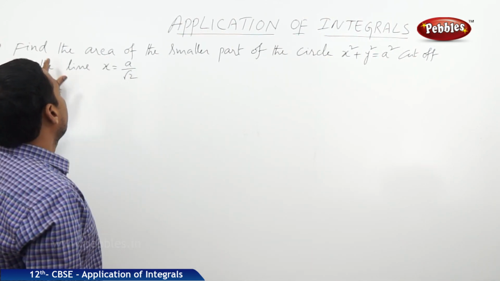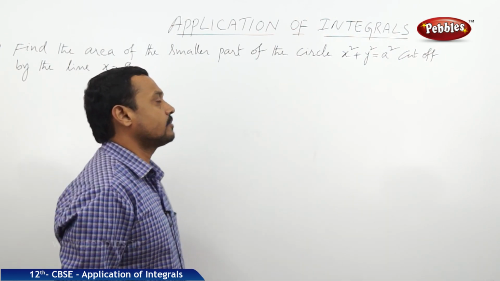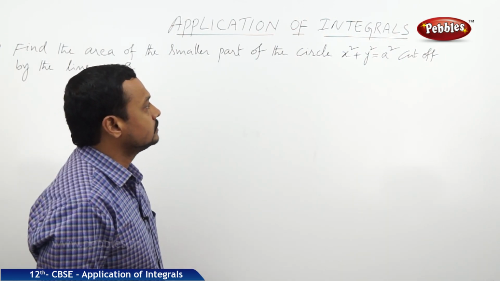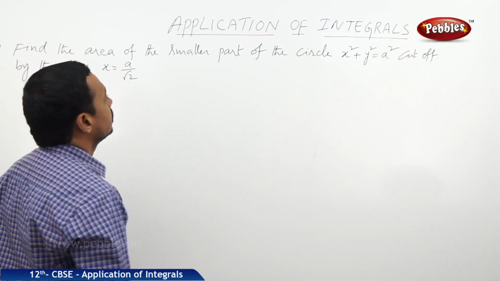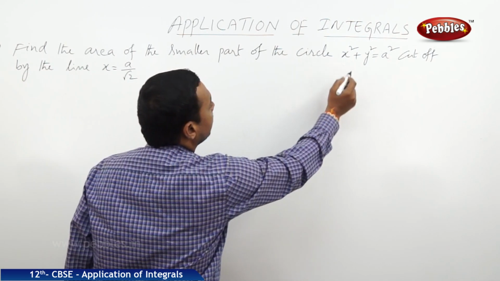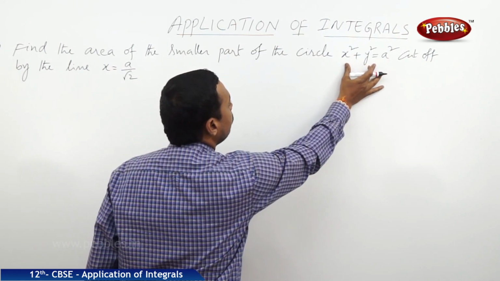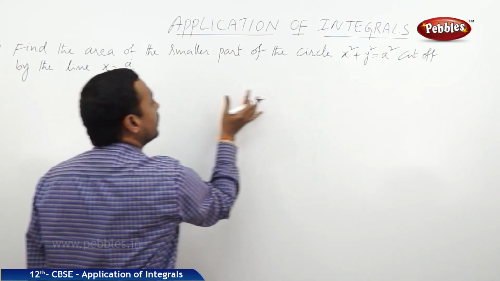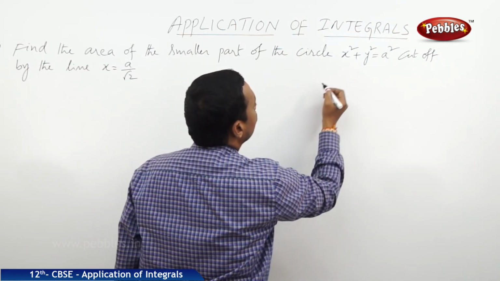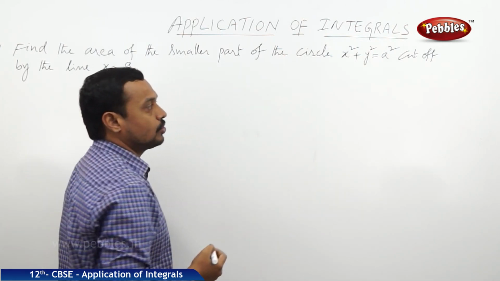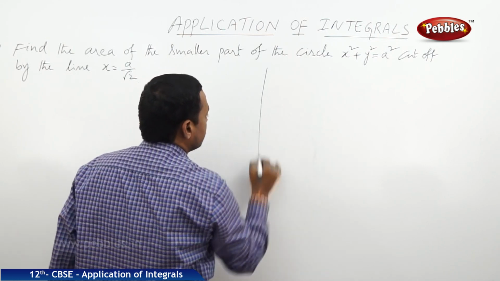Now, find the area of smaller part of the circle x square plus y square is equal to a square, cut off by the line x is equal to a by root 2. Now, let us find the region that is bounded by the curve x square plus y square is equal to a square and the line x is equal to a by root 2 first. Now we know that x square plus y square is equal to a square represents a circle whose center is at origin.